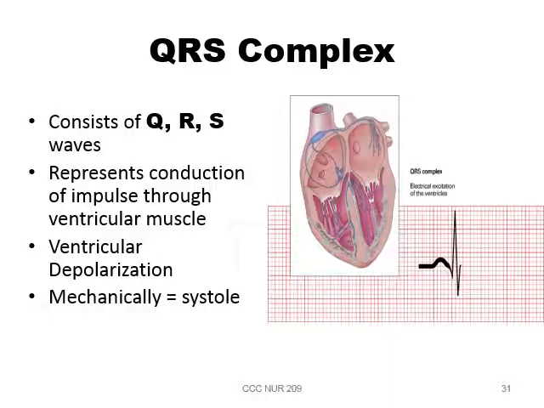And I think we talked about this, that basically the QRS complex represents conduction of the impulses through the ventricular muscle. It's really looking at ventricular depolarization, and mechanically what it's doing is initiating systole. Now remember though, we talked about you can have electrical activity without having mechanical activity.